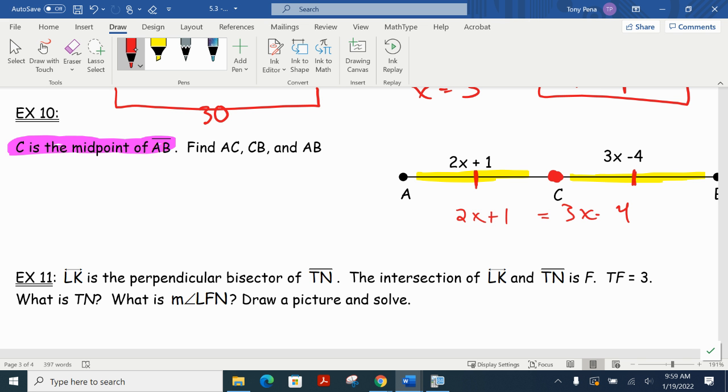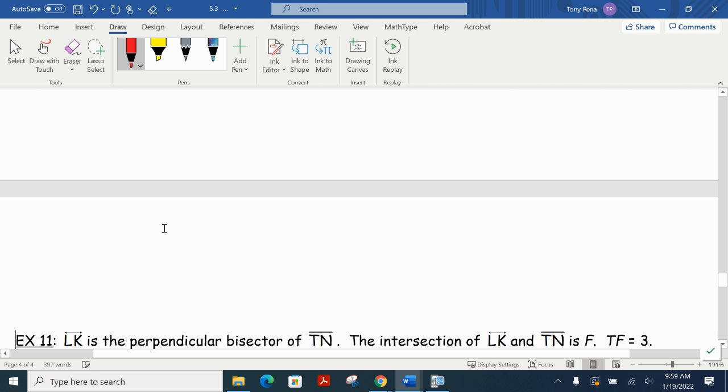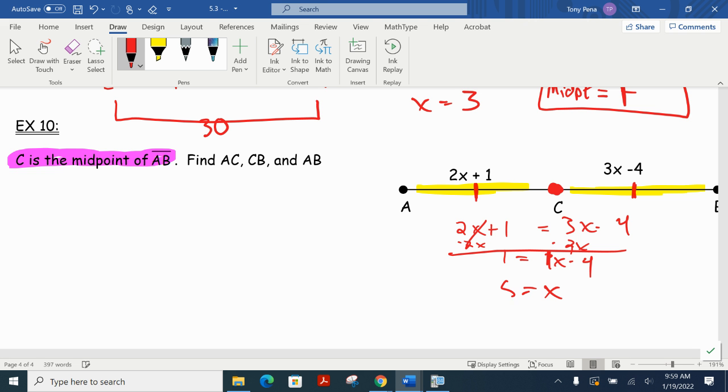When we work our way through here and solve this, we want to subtract the 2x over. So 1 is equal to 1x minus a 4. Add the 4 over, and hopefully we got that x to be a 5. Then the question's asking you for the actual lengths of AC, CB, and AB. So from A to C, if I take the 5 and plug it in right here, 2 times 5 is 10, plus the 1 is 11. So the length of AC is 11. You can plug this in if you want over here, but what does this one also then have to spit out? Yeah, it better be 11 because these should be congruent, and it would.